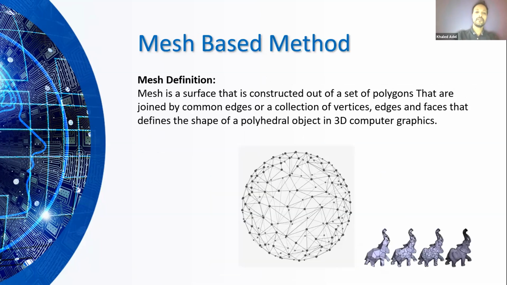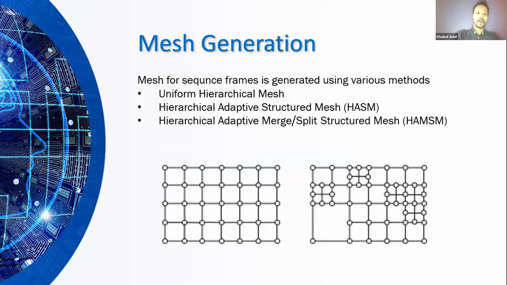First of all, the mesh-based method. The mesh definition is a surface that's constructed out of a set of polygons, which is mainly used in computer games or 3D graphics. The first step is just to apply a mesh on top of the video frames. How do you generate a mesh? You have three ways to generate a mesh: the uniform hierarchical mesh, the hierarchical adaptive structured mesh, and the hierarchical adaptive merge split structured mesh. The two approaches adopted in this research were the uniform hierarchical mesh and the hierarchical adaptive structured mesh.